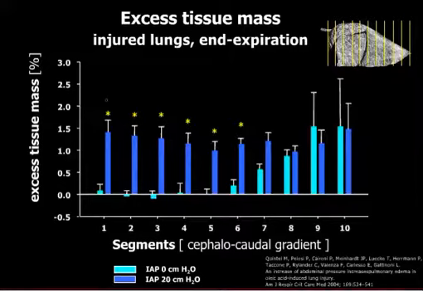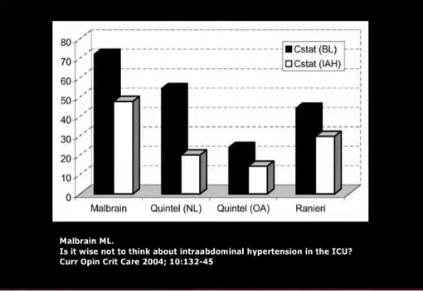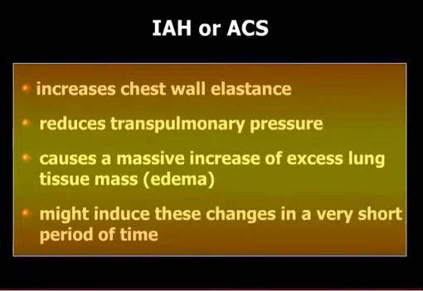And interestingly, we made in this study the observation that there is an increase in excess tissue mass which goes up through the whole lung, from the parts close to the diaphragm up to the parts close to the apex. So it's not only close to the diaphragm, but it finally extends to the whole lung. What we learned from this study: increased intra-abdominal pressure increases chest wall elastance. It reduces, as I've tried to show you, the transpulmonary pressure. It causes a massive increase of excess tissue water, what we would call edema. And an interesting observation in this study was that these changes happened very fast, within 20 or 25 minutes.